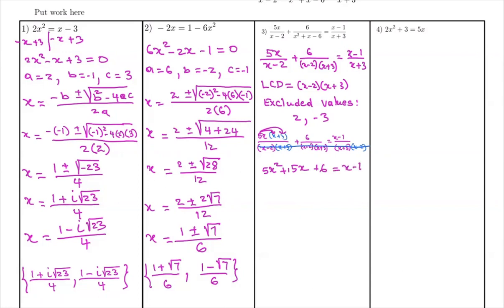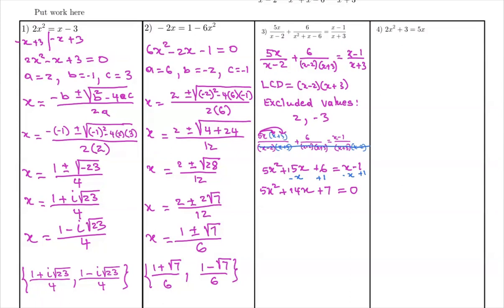We're going to write this equation in standard form. That's 5x squared plus, we're going to subtract x on both sides, that's plus 14x. And then we're going to add 1 on both sides. So that is plus 7 equals 0.